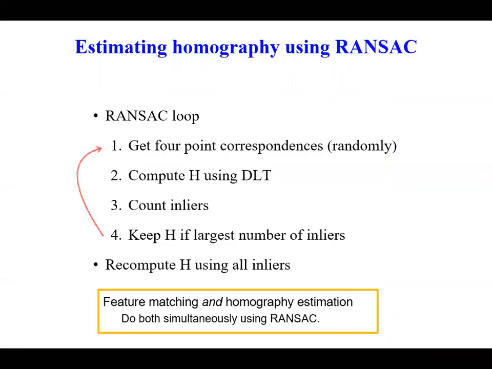Then keep the H with the largest number of inliers, and then recompute H using all of the inliers and so on and so forth. So in this feature matching, we are calculating the homography, which is the transformation matrix. Let's say we'll call it T. It can be anything. T can be rotation, translation, homography, rigid transform, simple transform, any transform that you can think of, but do this simultaneously using RANSAC.